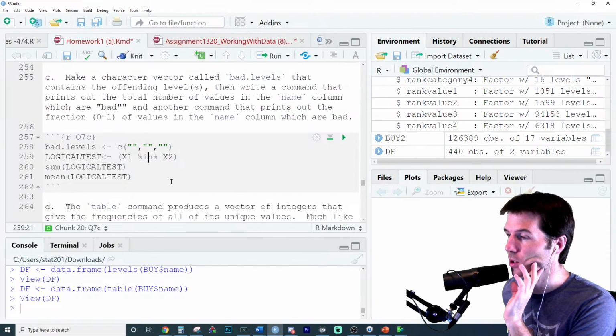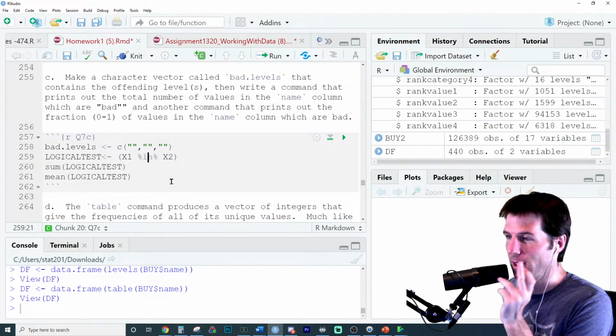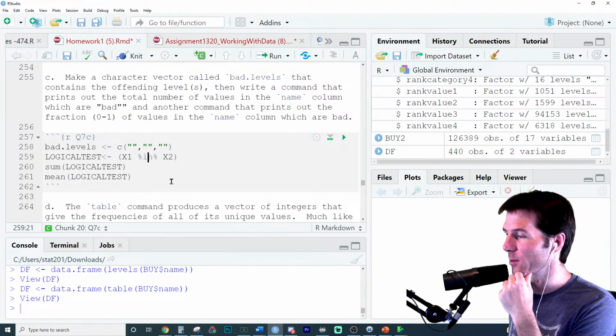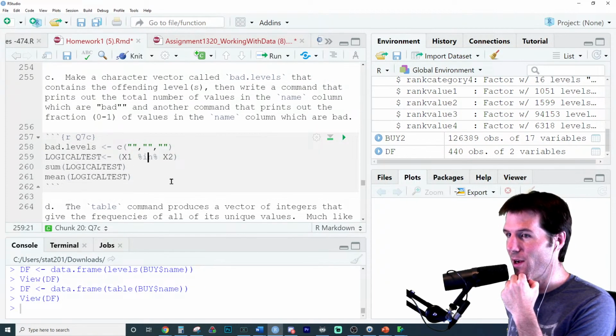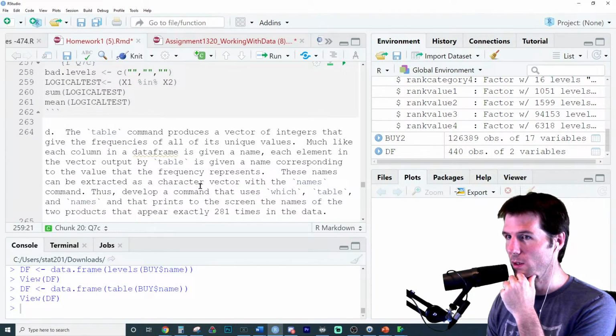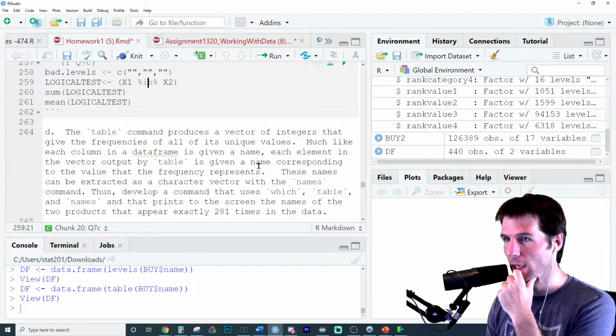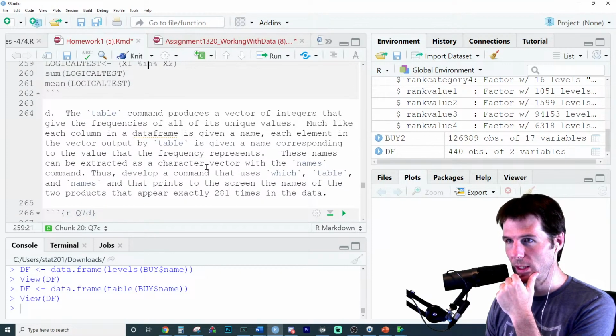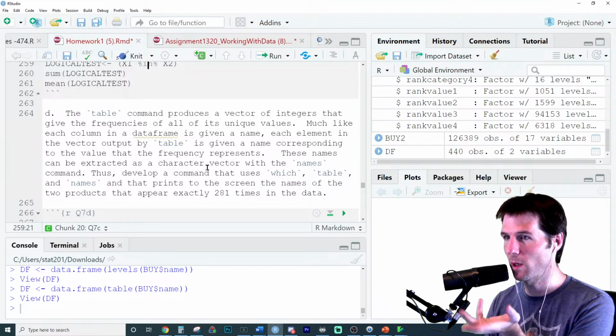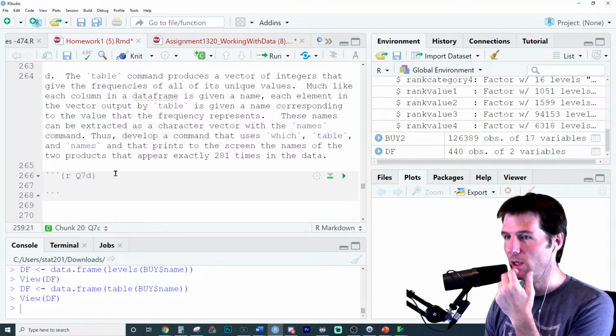And there's a lot of ways to do this, because you could just use a table or something. This whole thing could be achieved by a table. It's just an interesting way to do it, because there's always multiple ways to code things. Given the table, produce a vector of the integers that give the frequency of the unique values. Much like a column of a data frame, each element in the vector of the output table is given a corresponding name. These names can be extracted by using the names.